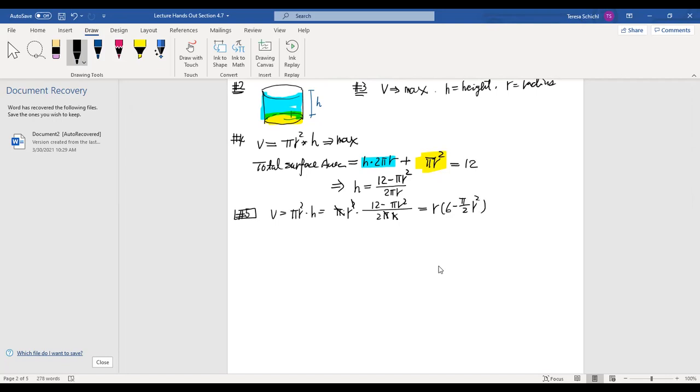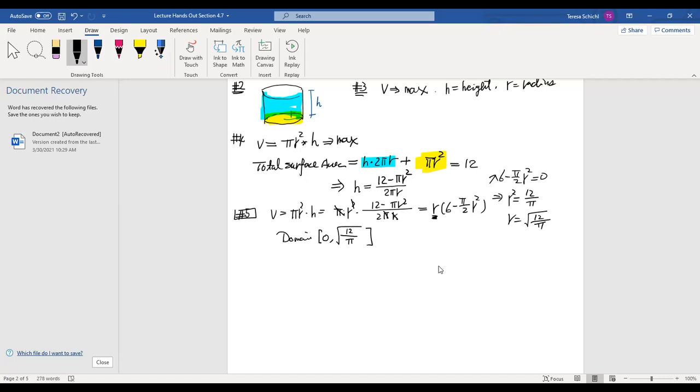So now we need to find the domain here, because this is r, and the domain is the value of the r's, right? So r can be 0, and also r cannot exceed where 6 minus pi over 2 times r squared is equal to 0, right? So r squared is going to be equal to 12 over pi. So the largest value of r will be the square root of 12 over pi. So the domain here is up to the square root of 12 over pi.